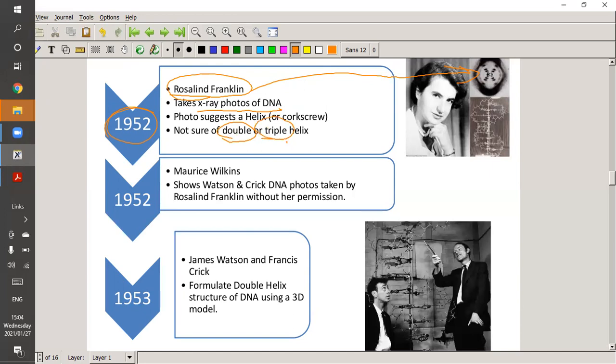But then her professor, the guy in charge of her research, Professor Maurice Wilkins, shows the photo that she had taken, without her permission, to some other researchers. He shows it to James Watson and Francis Crick, and they connect the dots and say, oh, this is a helix.